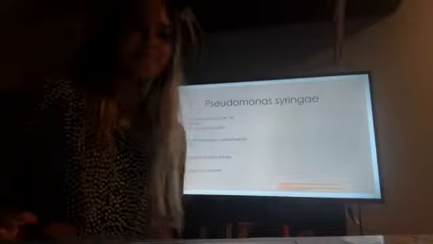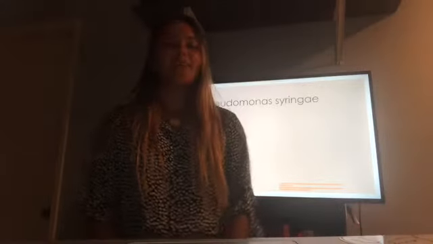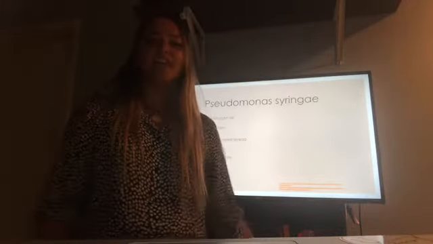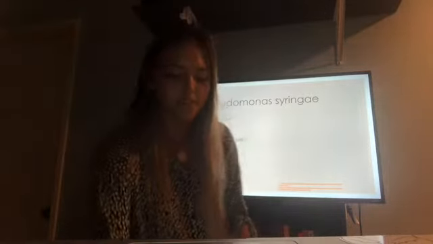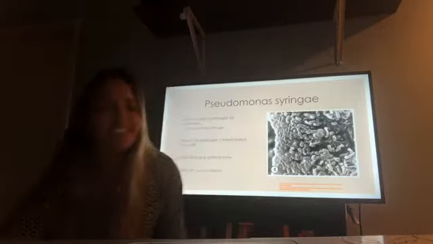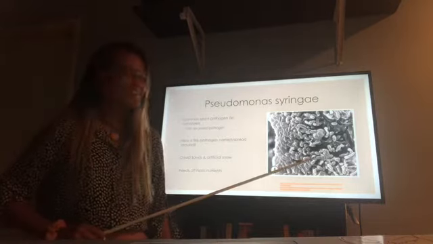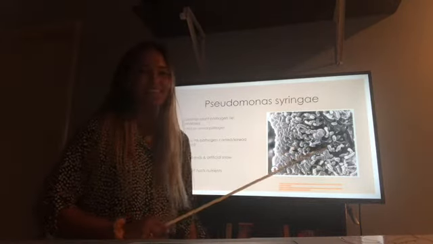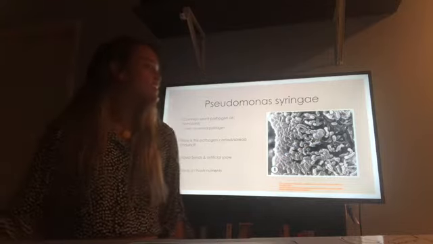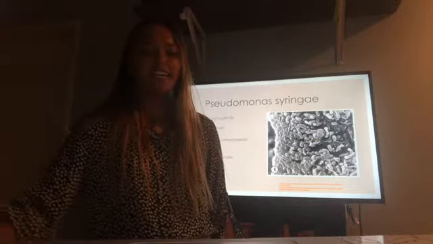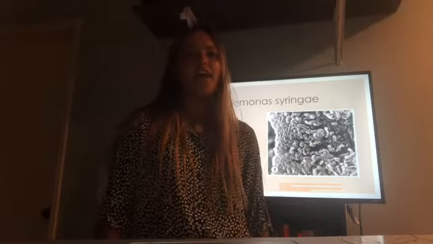P. syringae, a little more information on it. Sorry, the lighting's bad. But as I said, it's a common extracellular plant pathogen. It's commonly found in tomatoes. Here's a close-up image of P. syringae. As you can see, it's a rod-shaped bacteria. It's pretty close, you can't really tell, but this is a picture of the bacteria invading ovaries of a tomato.